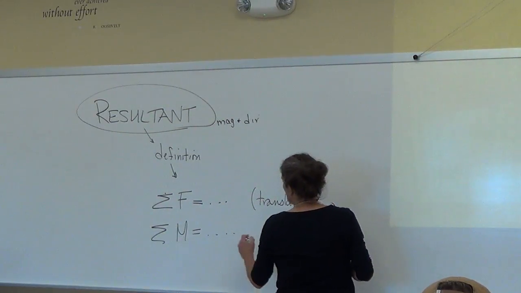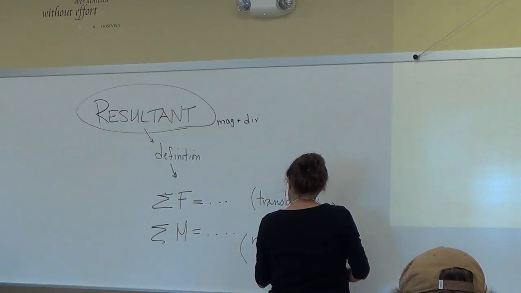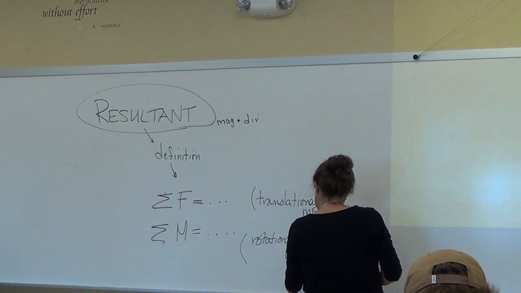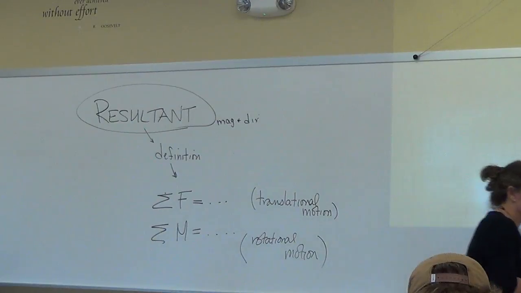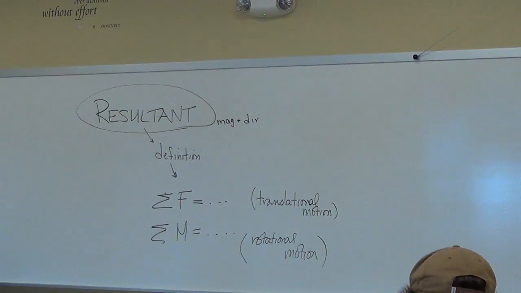This thing still isn't off. Oh, it doesn't matter. And this is rotational motion. That's what a resultant is from now on.